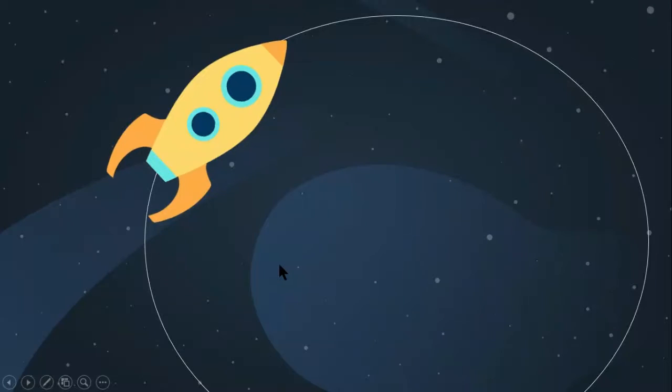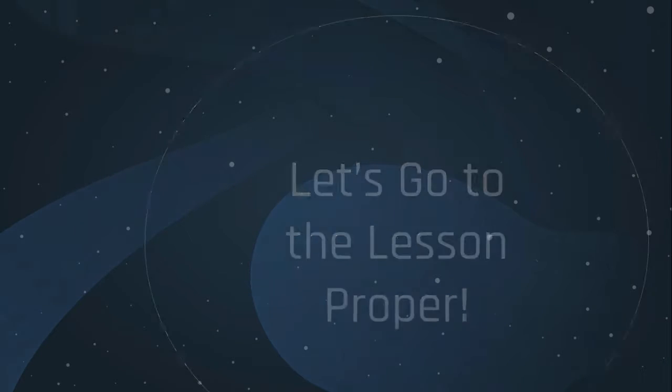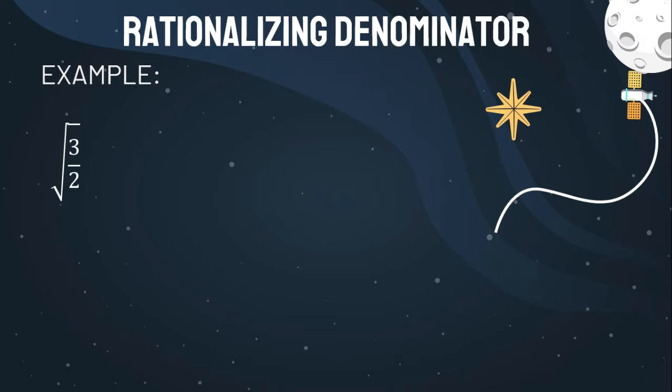Now let's go to the lesson proper. Okay, we have the first example: square root of 3 over 2. In our rule, the most simplified form does not have a fraction inside the radical sign. Since our example has a fraction inside the radical sign, we need to simplify it by rationalizing the denominator. We're going to use one of the properties of radical expressions, which is to separate the radical sign in the numerator and in the denominator. So that would be square root of 3 and then square root of 2.